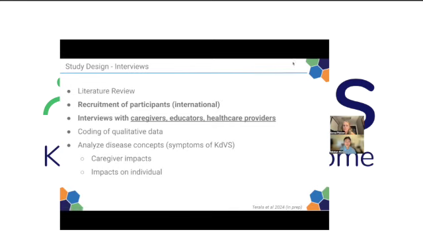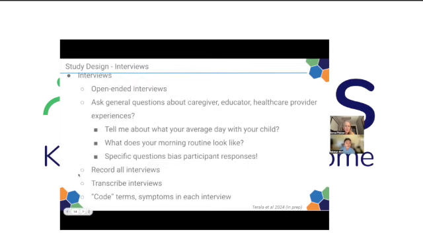Okay, then we do the recruitment of participants, which, as I mentioned, happens internationally. We do interviews with not only caregivers, but also with educators and healthcare providers, which gives us a better understanding of the impact of this disease and these symptoms on individuals with the syndrome in their daily lives.